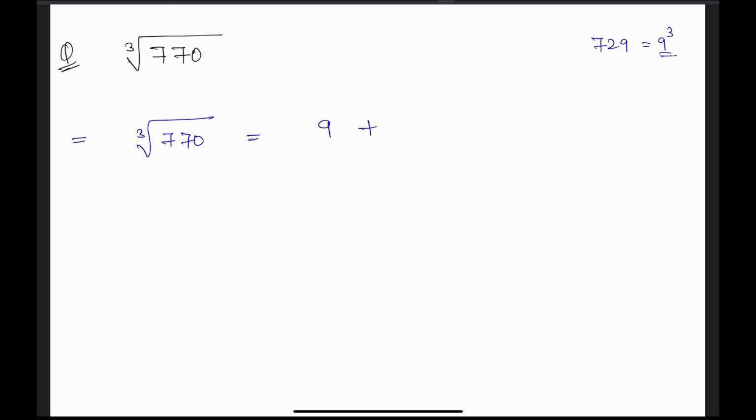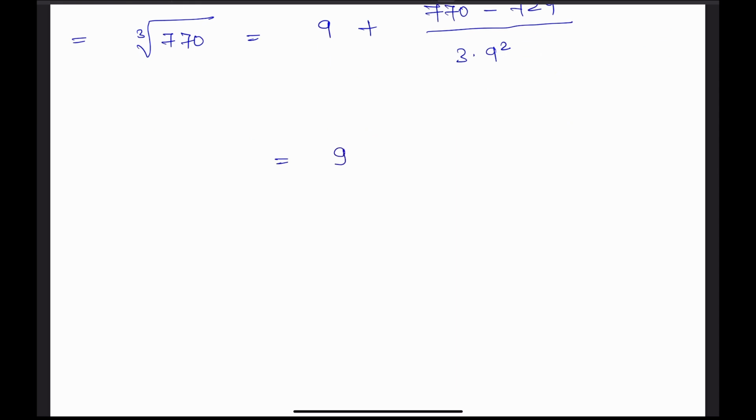So let's solve more questions. Let's take the cube root of 770. If the question is 770, we know that 729 is 9 cube. Let's use the same approach. We add to the nearest cube first of all, that is 9, plus what is given, 770 minus 729, divided by 3 into 9 square.